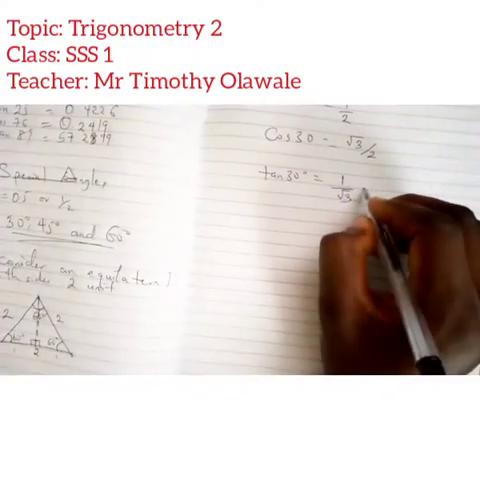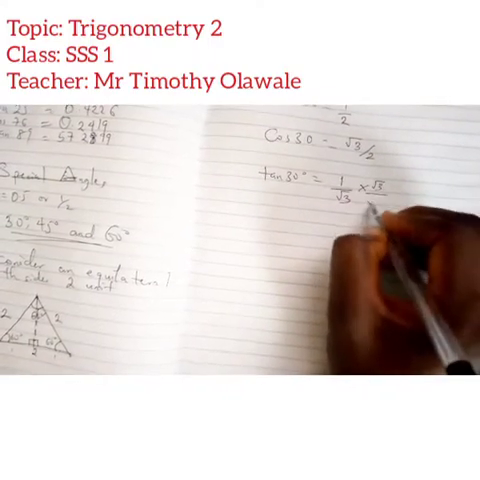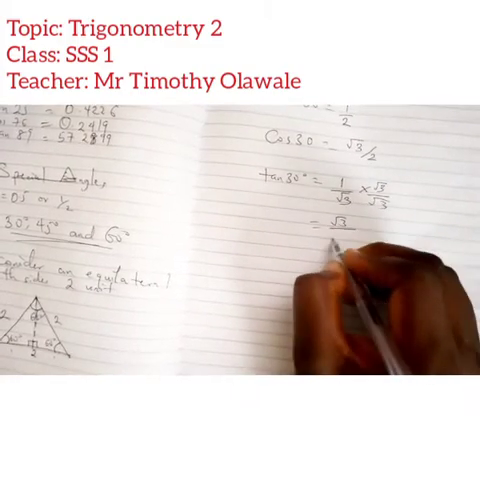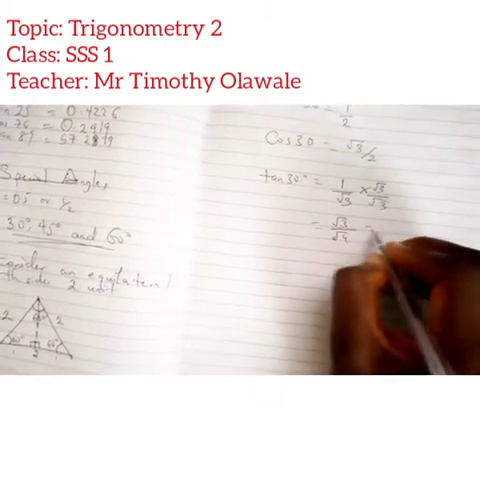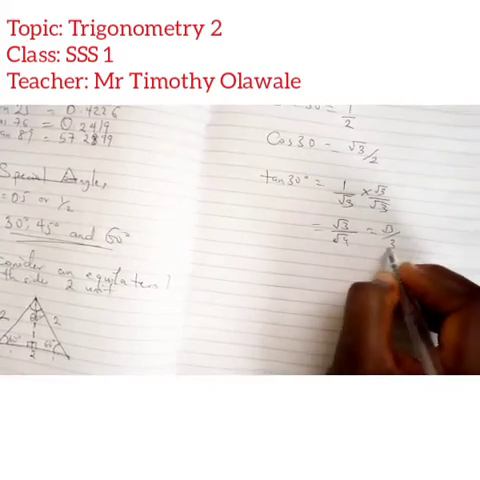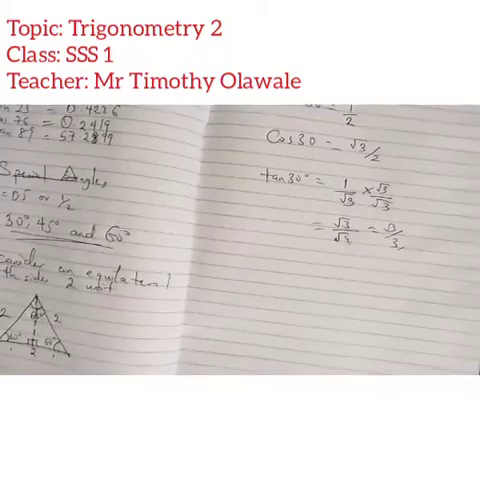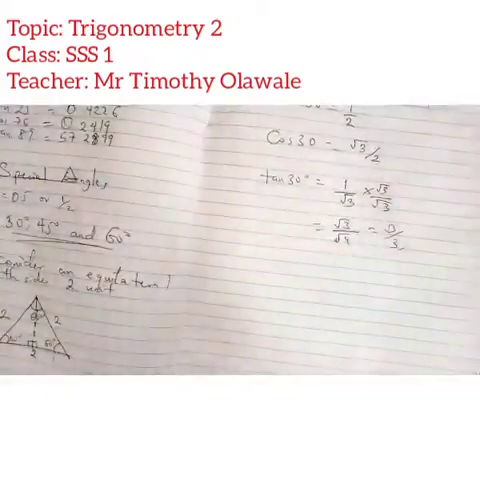Let's rationalize. Times root 3 over root 3. Root 3 times 1 is root 3. Root 3 times root 3 is root 9. So root 3 over, what's root 9? Root 3 over 3. So tan 30 is 1 over root 3 or root 3 over 3. Is that clear? This is what we call rationalization.